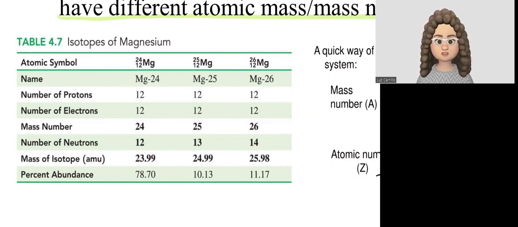Having a different number of neutrons results in isotopes having a different mass number. You can see in the second to last row the differences in the mass number of those magnesium atoms. You may be wondering, why are isotopes important?